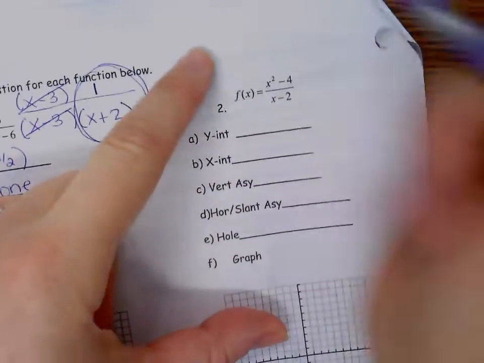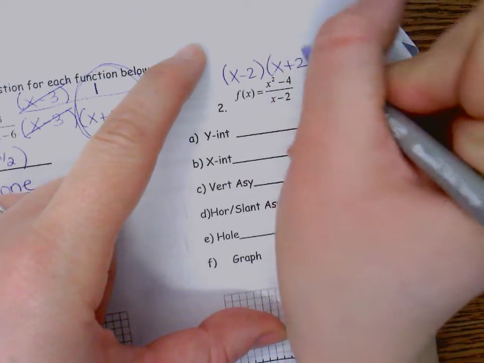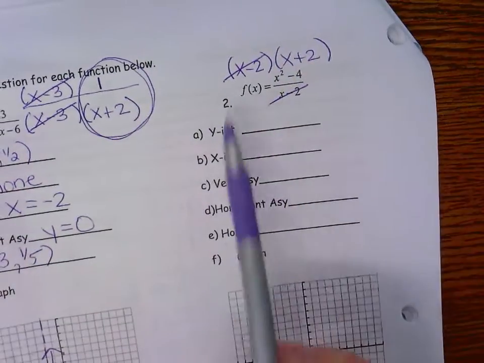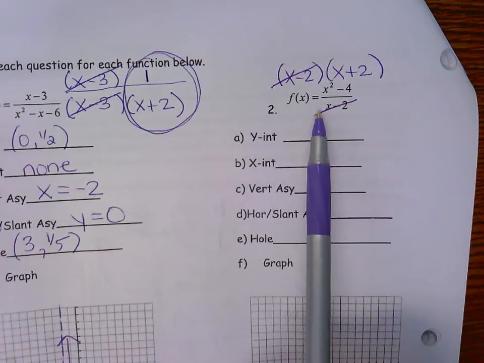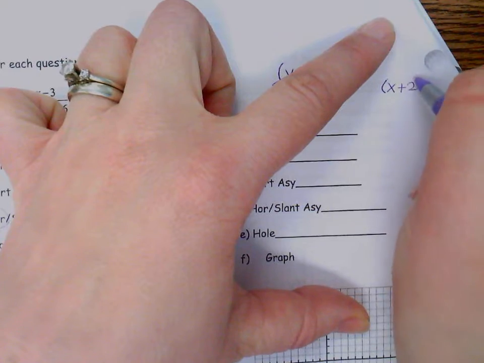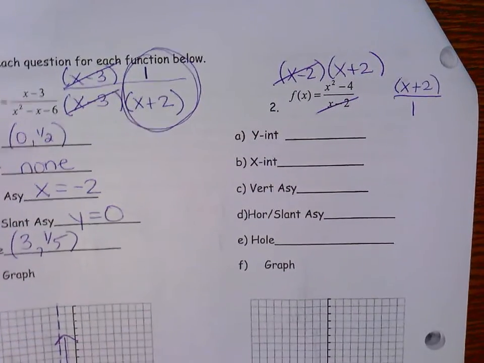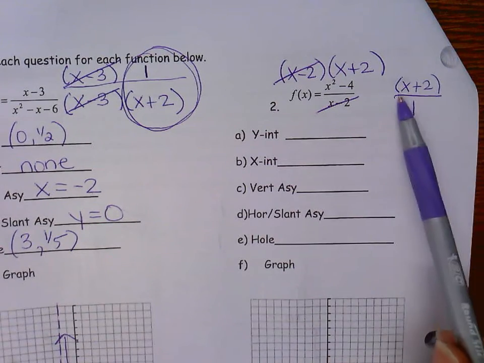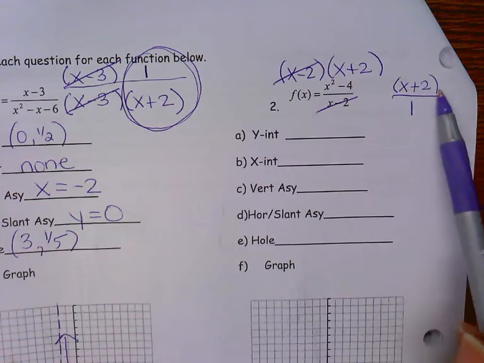So it should factor into difference of squares, right? X minus 2, x plus 2. Well, when your x minus 2's cancel, you really no longer have a rational function. You really have the linear function x plus 2 because the denominator is 1. So that's just a line, right? Y equals mx plus b. So this is really a straight line.